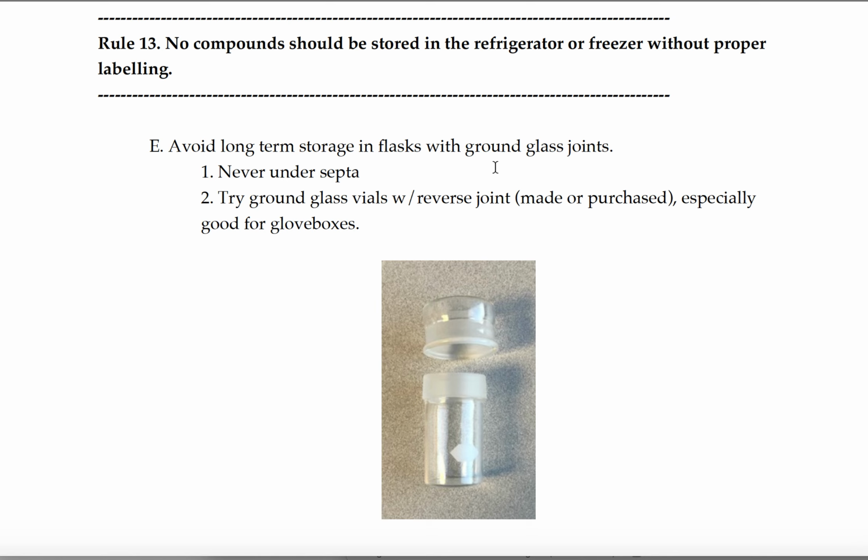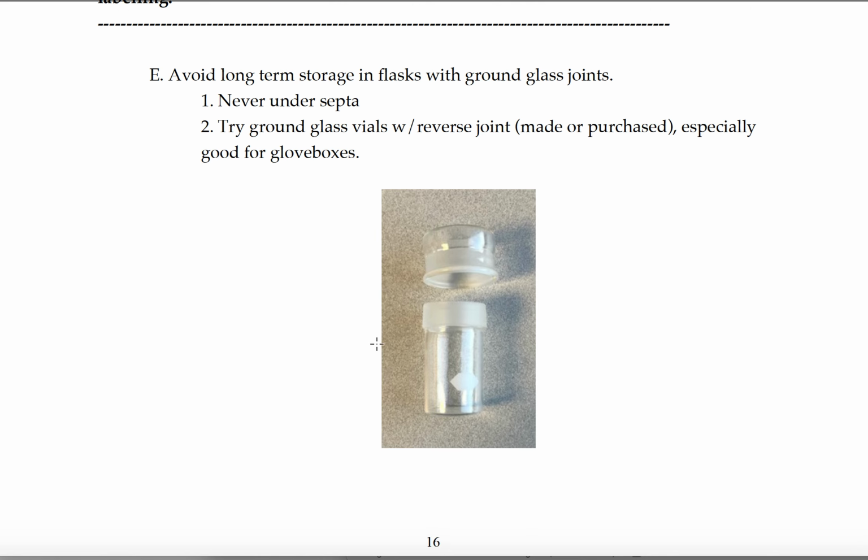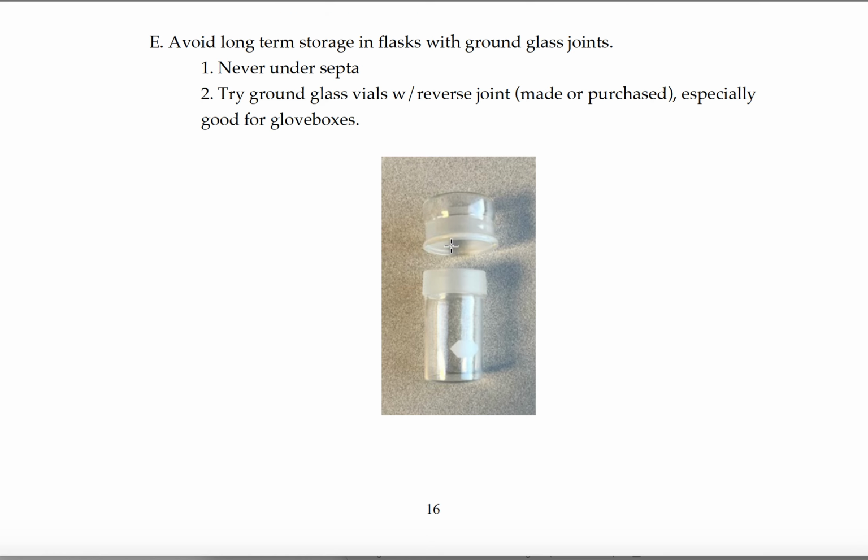Here's something we thought was a really great idea. We went looking for it, and they sell them: these are reverse joint vials. So that's a male and a female. I don't know, it seems politically incorrect to me. Maybe that's a male and a male. I'm not sure, but you get the idea. This one inserts into that one.